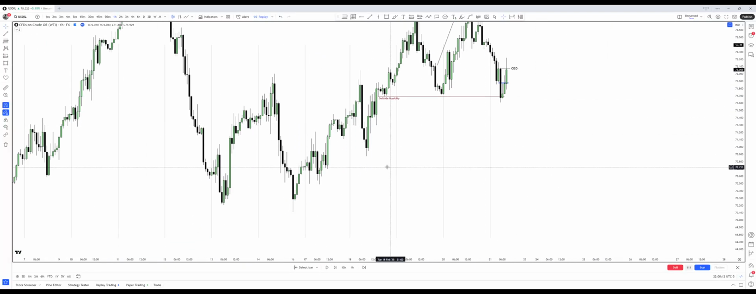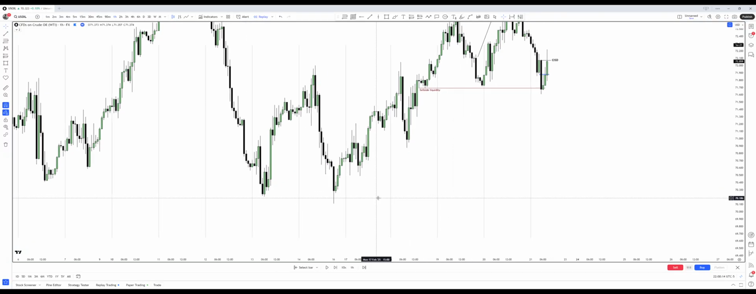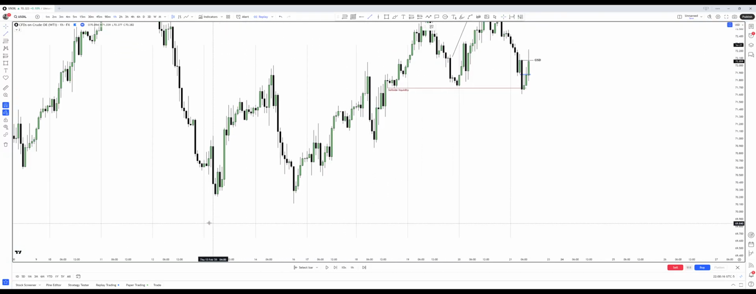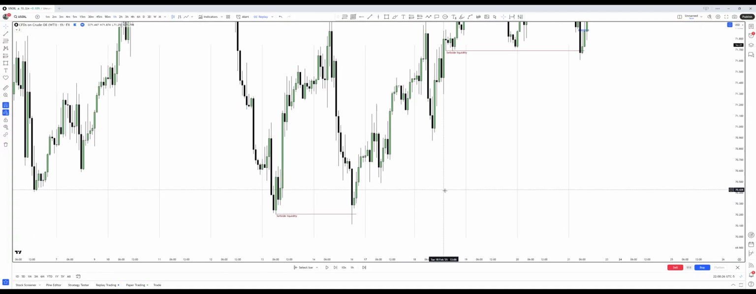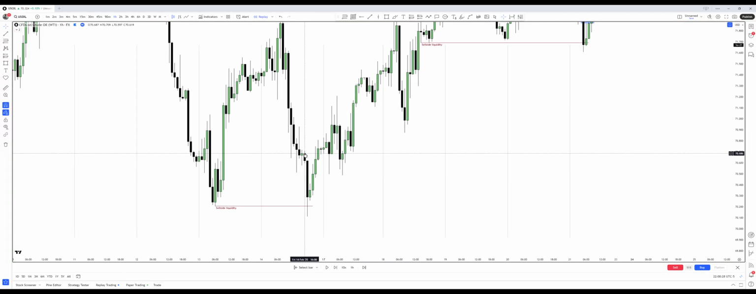All right, so this one right here, we took out liquidity, the previous daily low, right? We took out the previous daily low, which is sell side liquidity. And what we see here is these two candles took out liquidity, right? These two. Let me just get it in a box.